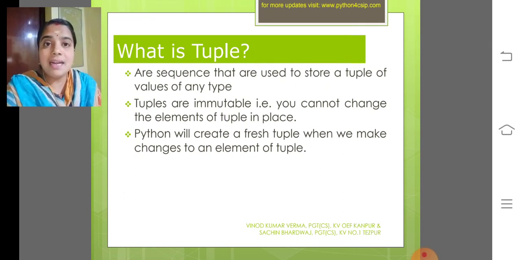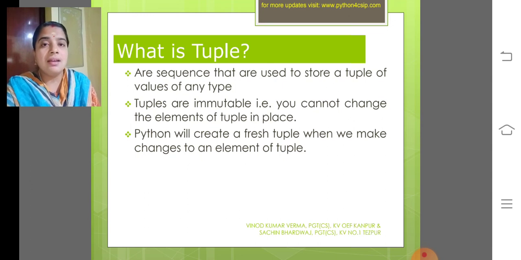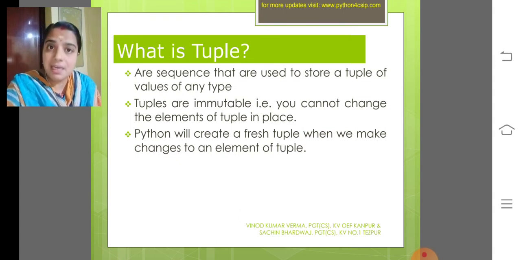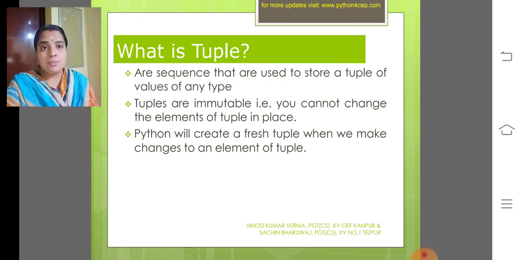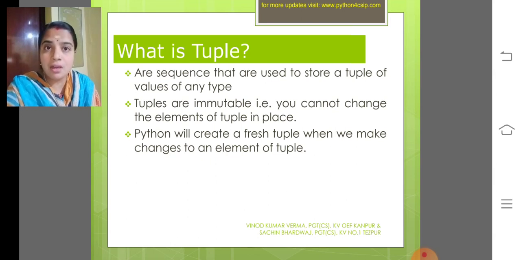As we already studied, list is what? It is a sequence of different type of elements stored in a single unit, isn't it? It is very similar to the tuple. Tuple is also a sequence that is used to store a tuple of values of any type. That means we can store integer, float, string in one object.